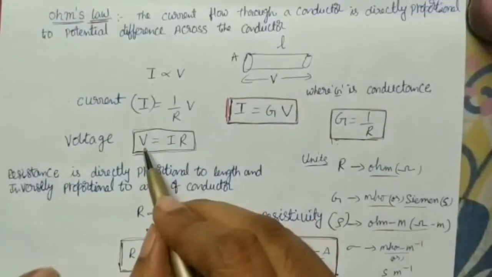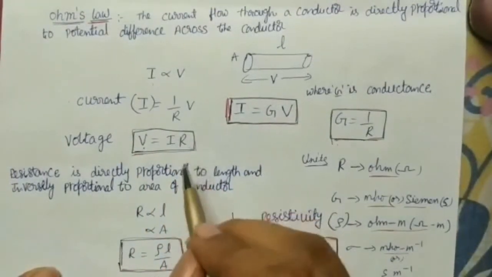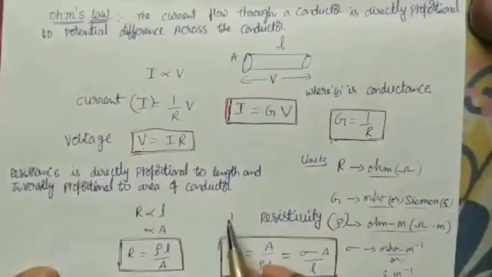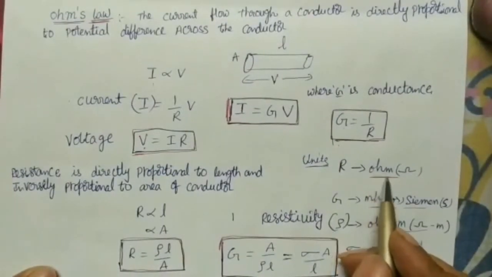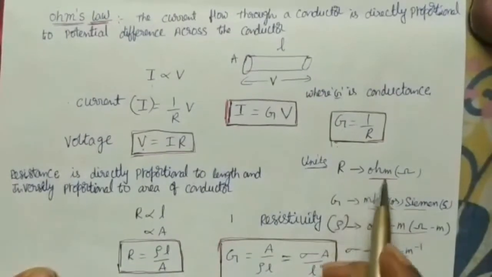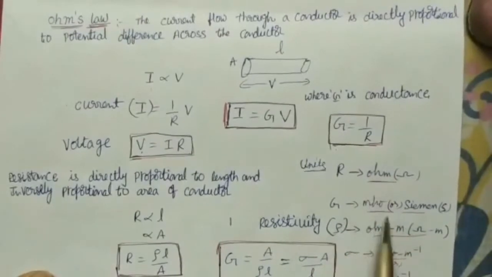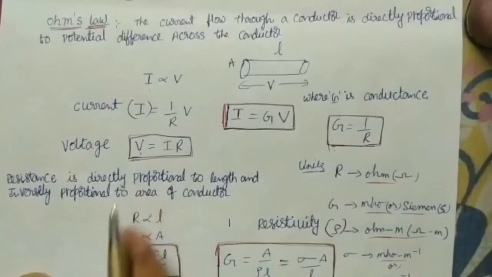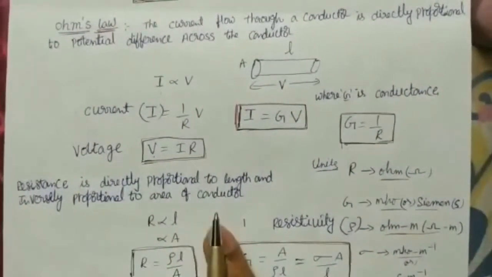V is potential difference or voltage, I is current, R is resistance. What is the unit of resistance, based on the scientist's name? Ohm. They put the unit of resistance as Ohm, and this is the symbol for Ohm. The reciprocal of Ohm, they write the spelling in reverse, is the unit of conductance, mho, or Siemens. And here you see how resistance depends upon what factors.